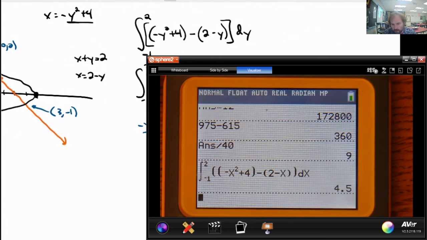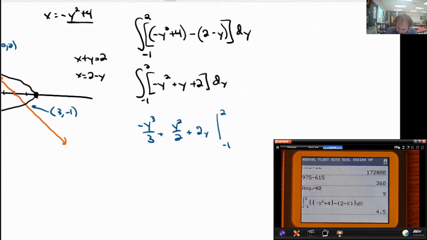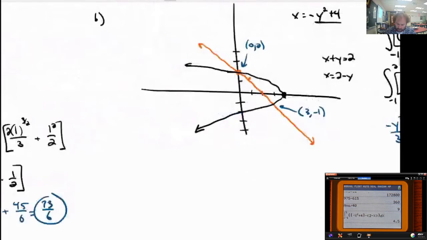If you want to keep going, you get 9 over 2. You'll have to just trust me on this one. 4.5 units squared, because it is an area, after all, on this problem. Okay, let's move on. We've been here for a while.